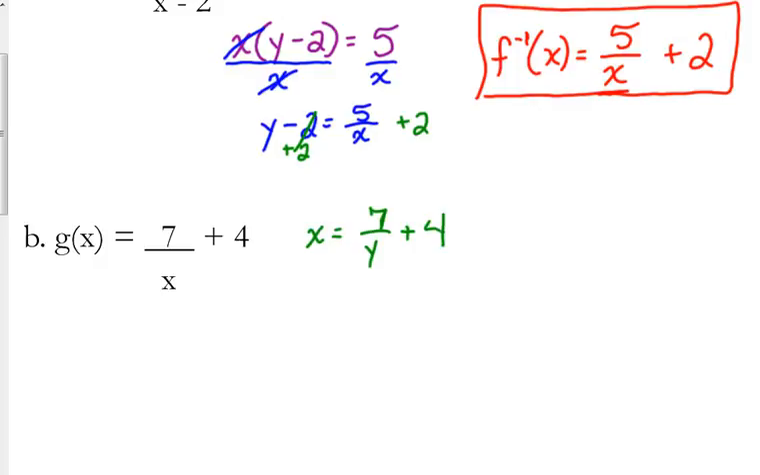Now we've got to be careful with this. The first thing we do is not multiply by y. We've got to move that 4 first. Subtract 4 from both sides. X minus 4 is equal to 7 over y. Now we're going to multiply by y to get it out of the denominator.